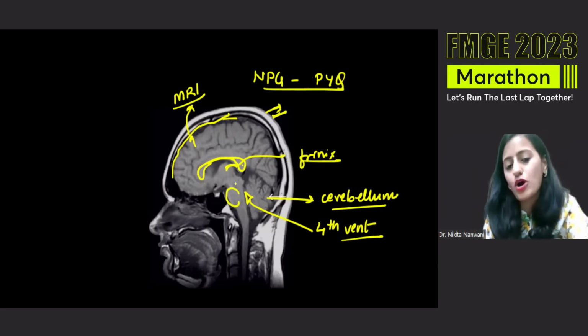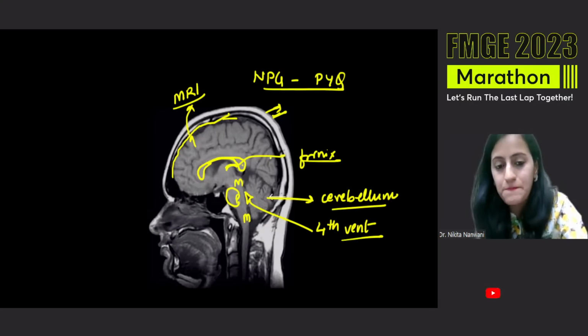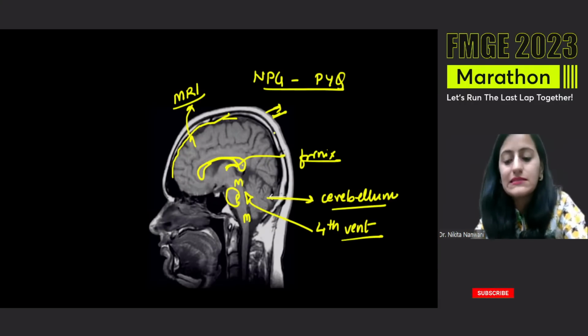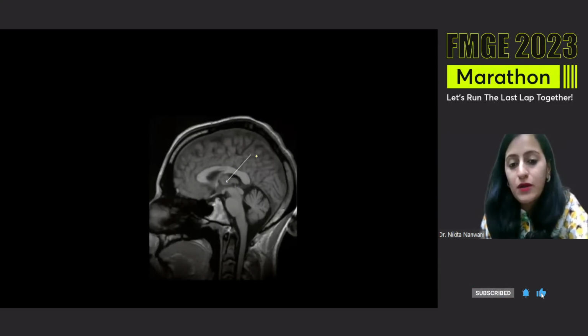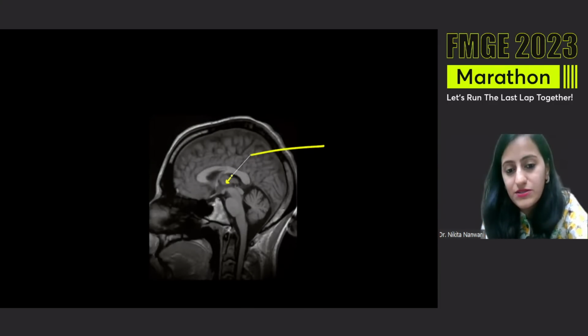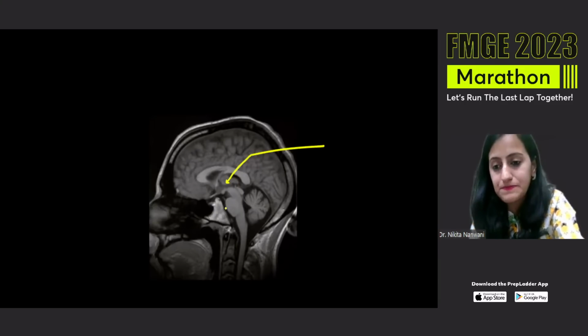And this is the midbrain, pons, and medulla. So remember, this is the anatomy here on the sagittal section. Now tell me this one. What do you think is this labeled structure here, which is shown in this MRI? What is this labeled structure here?